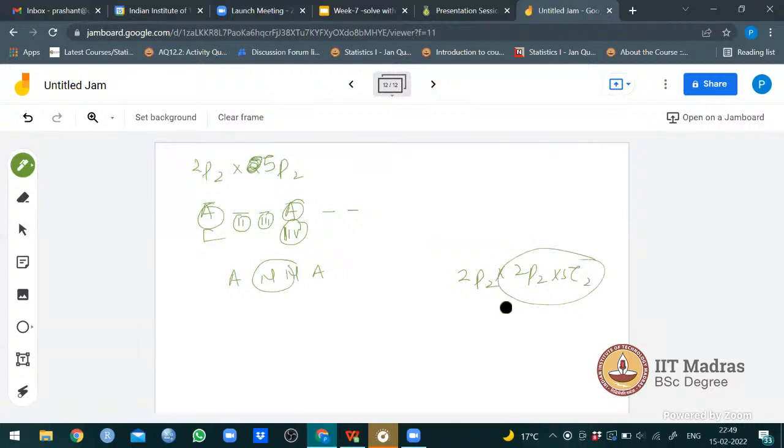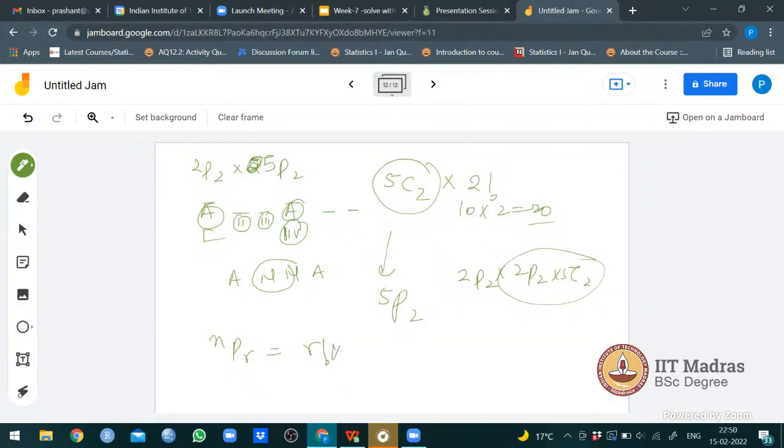After the block is created, then the remaining 3 numbers and this block can be permuted. Suppose I'm selecting 2 numbers out of 5 and arranging these 2 numbers in 2 factorial ways. What you will get is 5C2, which is 10, into 2, 20, right? Or I can take directly 5P2. That is actually 5P2. Because if you remember the formula, nPr equals r factorial into nCr.